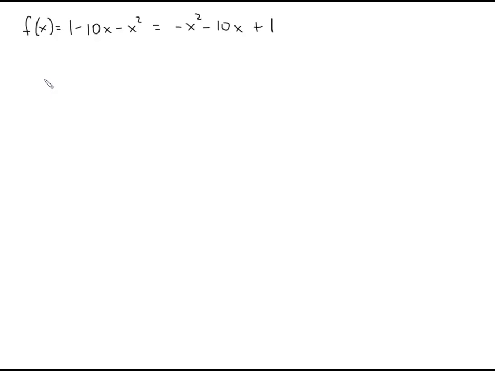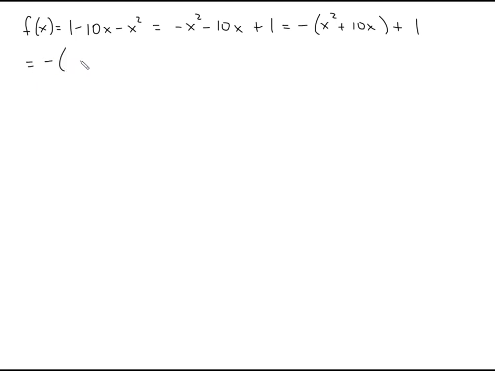Okay, for this one, the first thing we want to do is express this in its vertex form. So to do that, we have to complete the square. Remember, to do that, if there's any constant here that is other than 1, then you have to factor it out of those first two terms. So let's do that. Factoring a negative out gives us x squared plus 10x. And then you can complete the square on the stuff that's in the parentheses there.